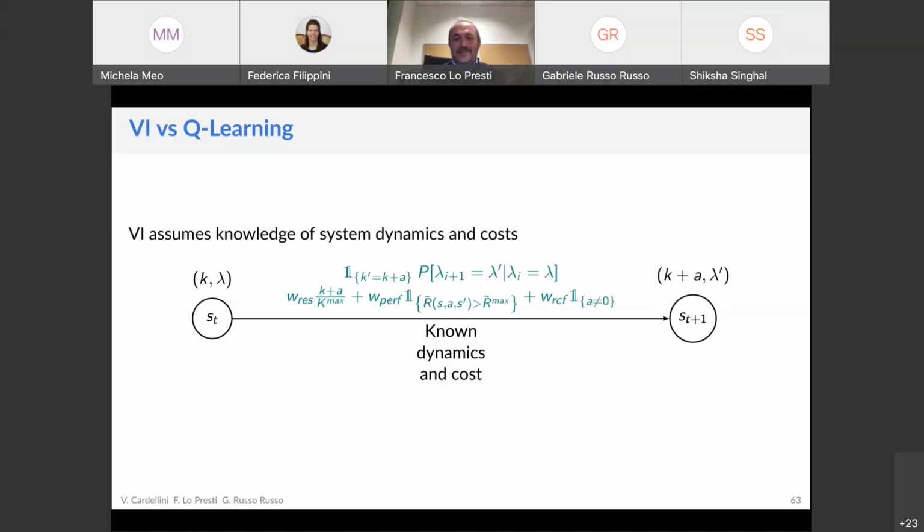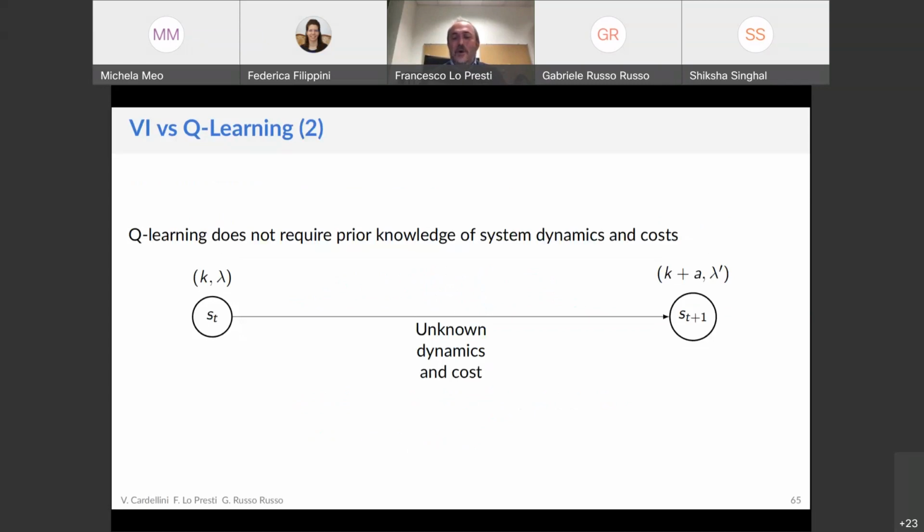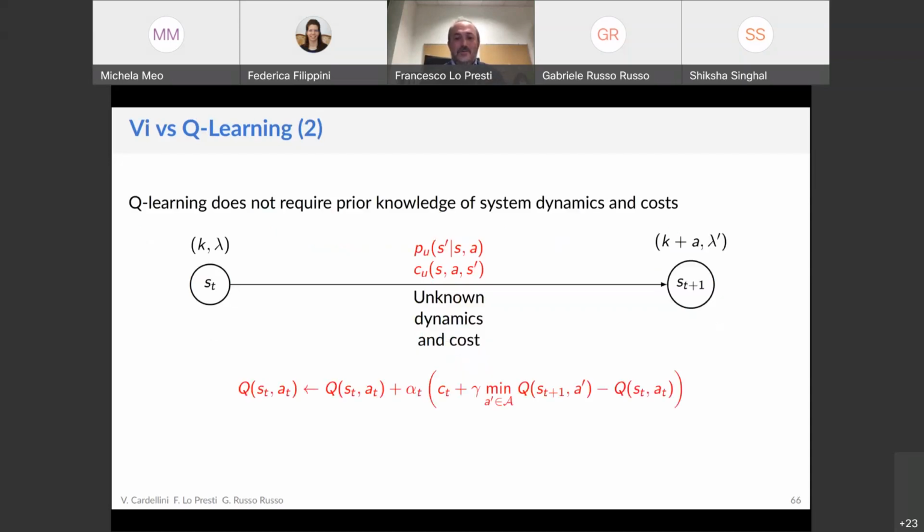What is nice is that when I solve the MDP, I assume I know everything, and we know that the value iteration algorithm provides us the optimum. And with Q-learning, we put ourselves in the opposite position. We assume to know nothing. Everything is unknown. We have unknown transition probability, unknown cost. And we have to deal with Q-learning, for example, as our learning process.